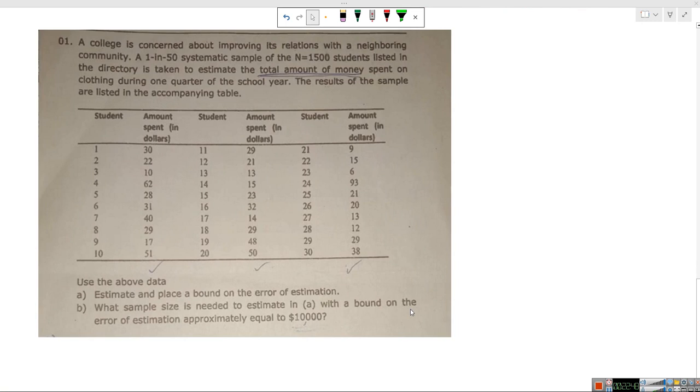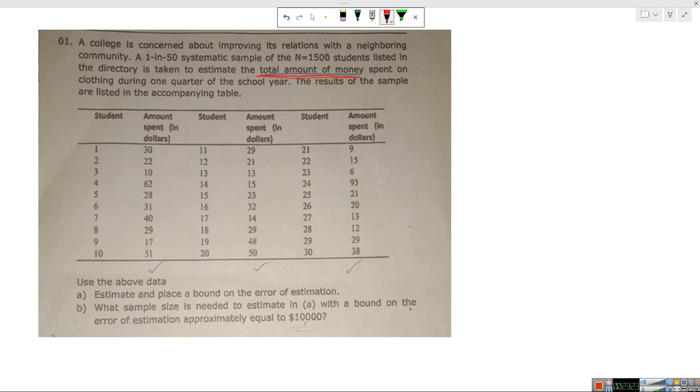Right. A college is concerned about improving its relations with the neighboring community. A 1 in 50 systematic sample of the N = 1500 students listed in the directory is taken to estimate the total amount of money spent on clothing during one quarter of the school year. So they want to calculate the total amount of money, right? That's why they have underlined that. The results of the sample are listed in the accompanying table.